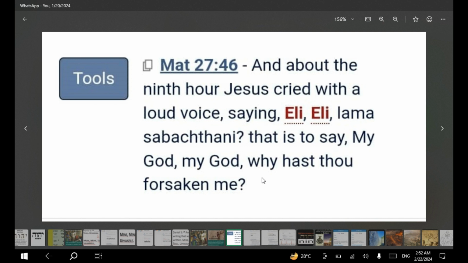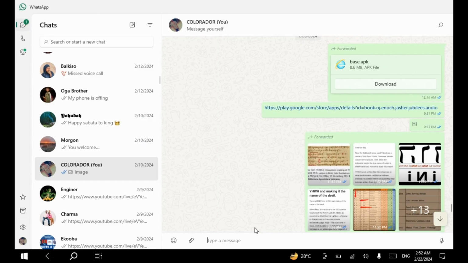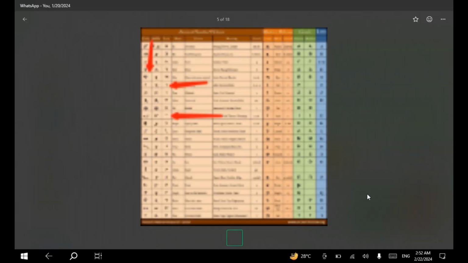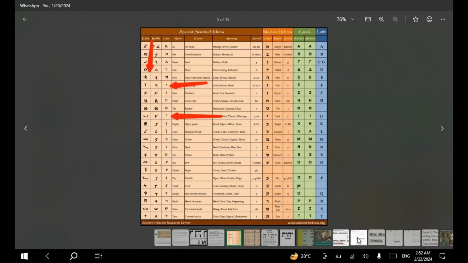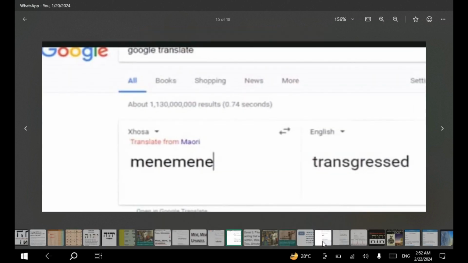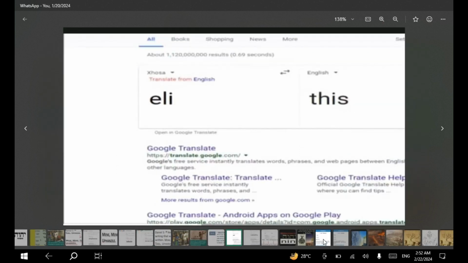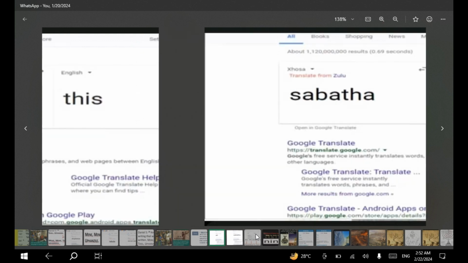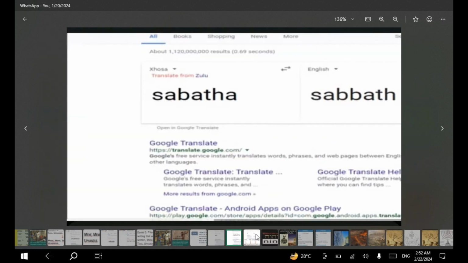That's not what he's saying. Eli Eli Elama Sabachthani. That is to say, my God, why has thou forsaken me? He never says that. Right? He never says that. Eli, you see that? Meaning this. Sabbath, we all know. Sabata, Sabachthani, Sampa, Eli, this. Eli, which means this.